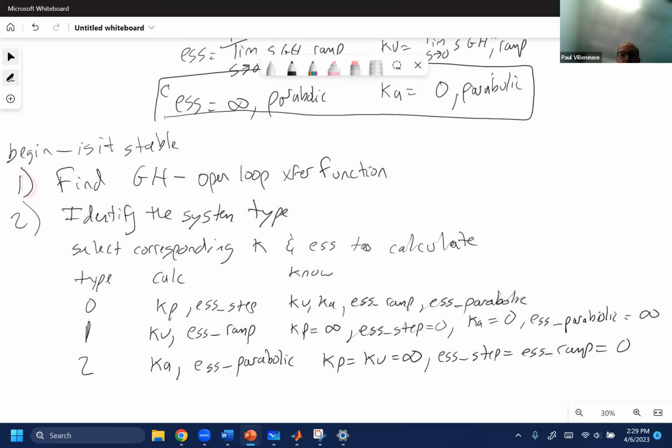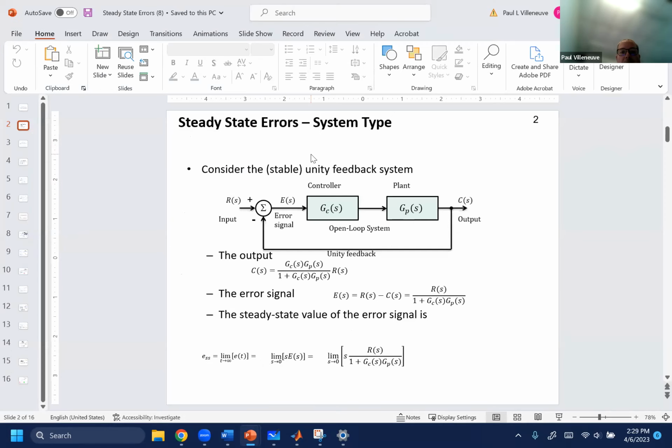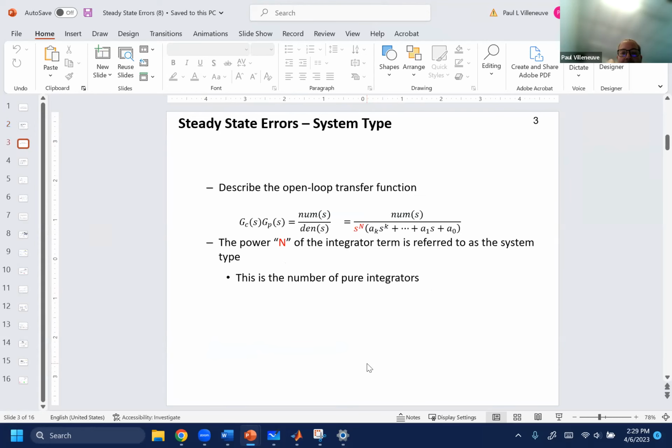Because in the slides, I just want to make sure whether I need to adjust them or not. So this is the steady state error work. And you see here where we did the error signal, and we said that our error signal is R minus C, which is equal to this value. And then our steady state error is a limit function here, where we had an input over 1 plus GC GP.